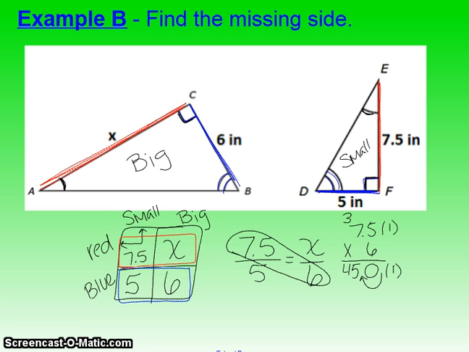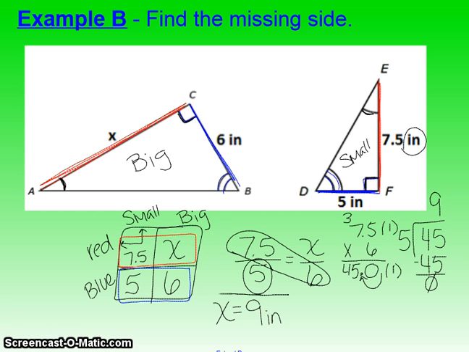So I have 45. Now I have to divide by what's left, so I have 45, and I'm going to divide that by 5. What I know is that 5 goes into 45 9 times. So my answer is going to be 9. So I have x is equal to 9, and then I need the unit, which happens to be inches. So 9 inches.